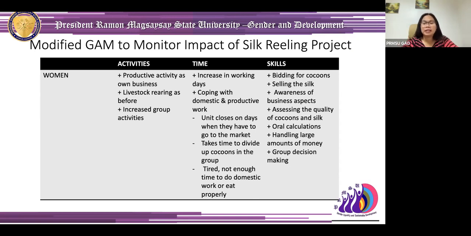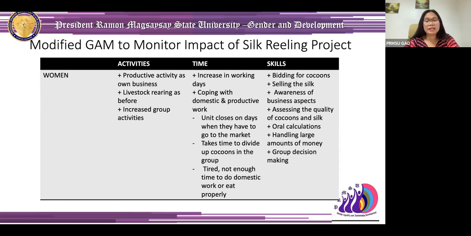Pero ito naman daw po yung mga negative. The unit closes on days when they have to go to the market kasi kailangan nila kumuha ng mga materials, so kailangan nilang isara. And then also mahirap daw po i-divide yung cocoon. Mahirap paghiwa-hiwalayin into group. And then they even get tired and not enough time. So they were not given enough time to do their domestic or reproductive work. So nahirapan, may mga nahirapan po i-manage yun.